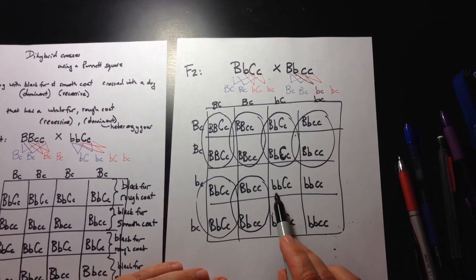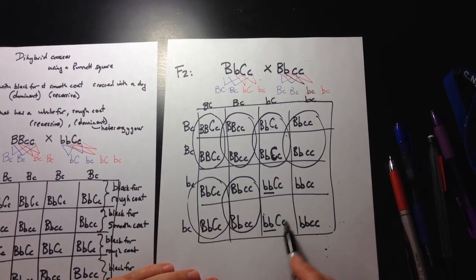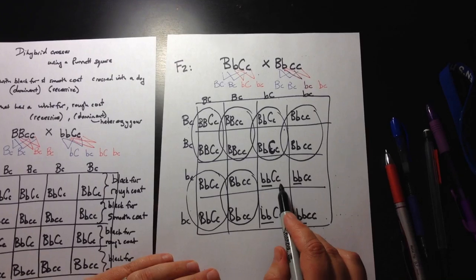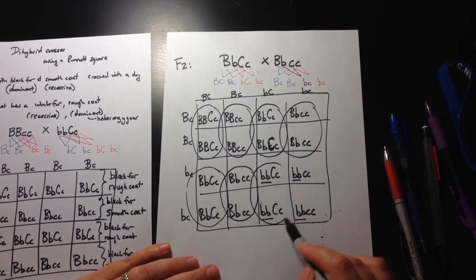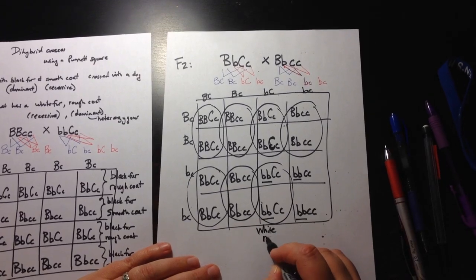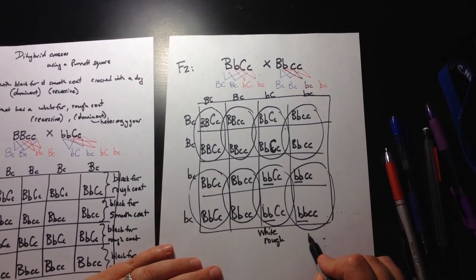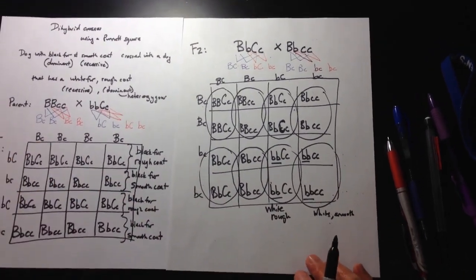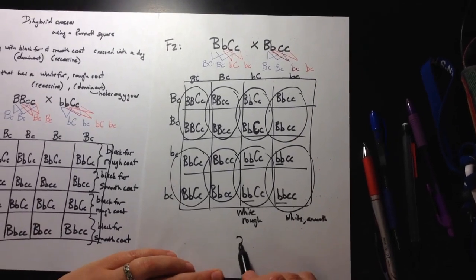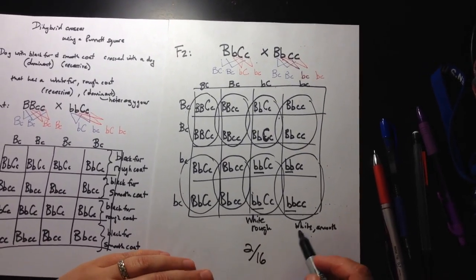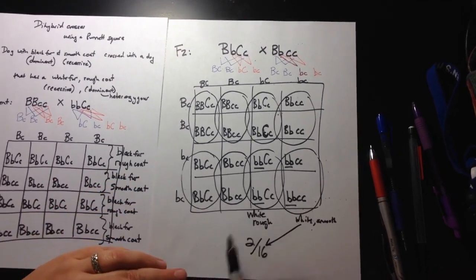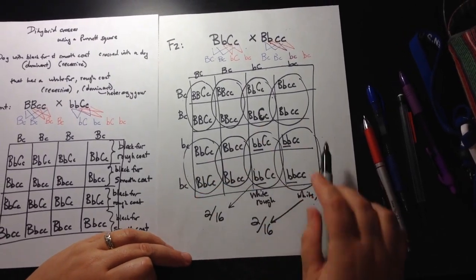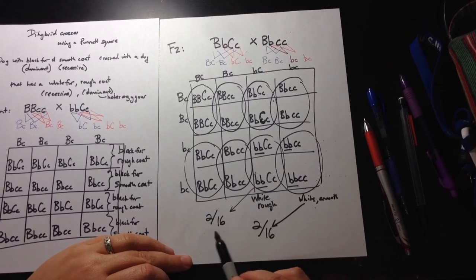And then here, interestingly enough, we see something else happening. Here we see white fur, little b, homozygous recessive, and it has a rough coat. So for these, we have white with a rough coat, and over here we have white with a smooth coat. If I asked you how many dogs in the F2 generation were white with a smooth coat, you would just say 2 out of 16. Or if I asked you how many dogs were white with a rough coat, your answer would also be 2 out of 16. So you count the ones that we're referring to and express that as a fraction.